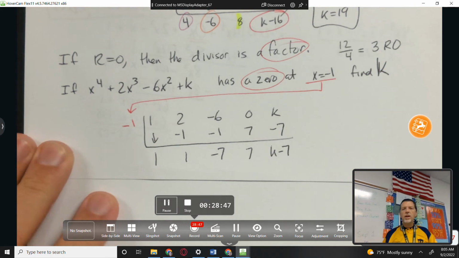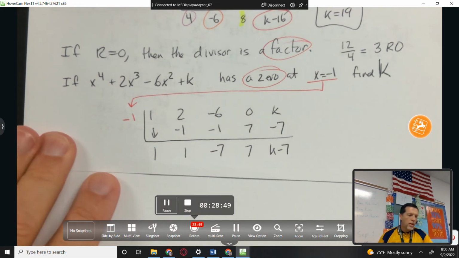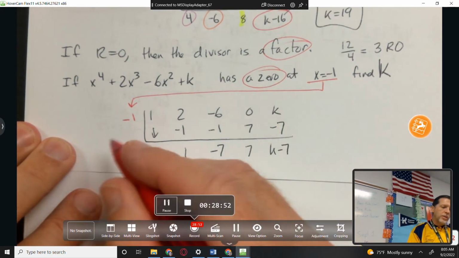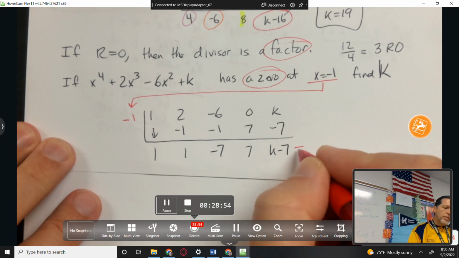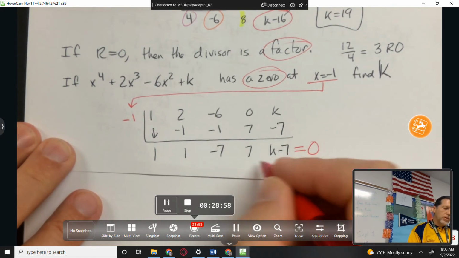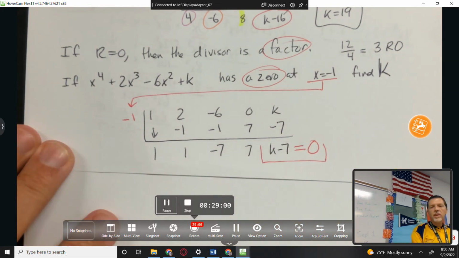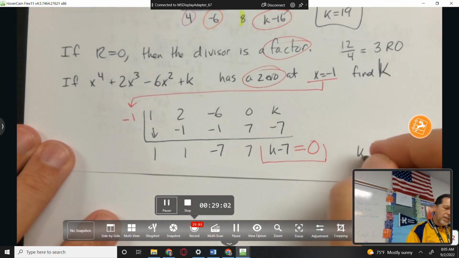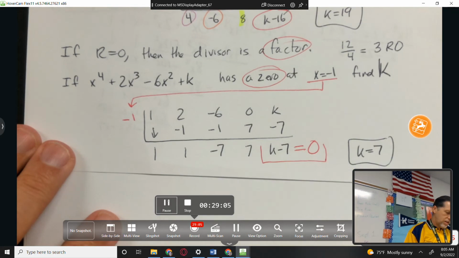Okay, so if I want x plus 1 to be a factor, if I want negative 1 to be a 0, what should be true of the remainder? It's supposed to equal 0, so we take this last little bit and say k minus 7 has to equal 0, so k equals 7.